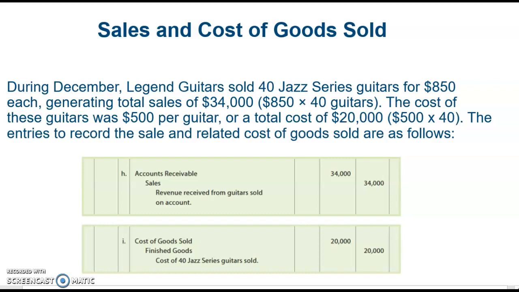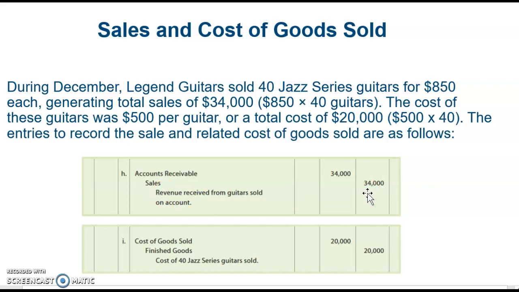Now let's sell something. So we're going to sell something on account. So Legend Guitars sold 40 jazz guitars for $850 each. So we're going to record a sale of $34,000 on account. Remember, when you record the sale, you record it at the selling price. So debit accounts receivable and credit sales for the selling price. That is different from the cost. So accounts receivable is going to go up with the debit. People owe us the money. Sales revenue is a revenue, so it goes up with the credit.